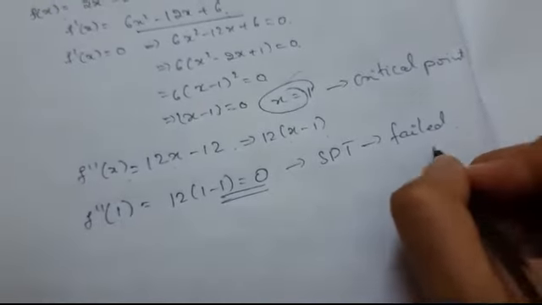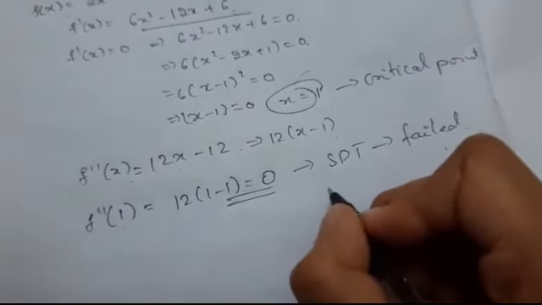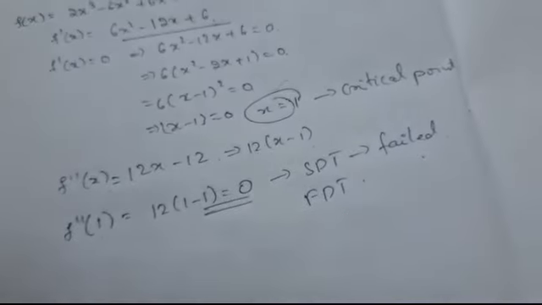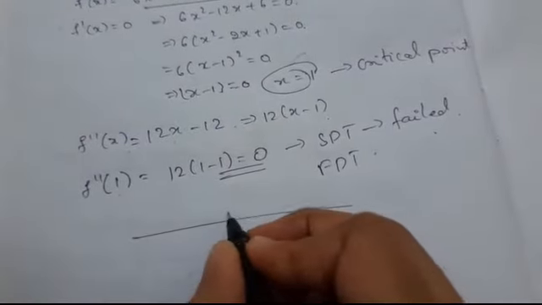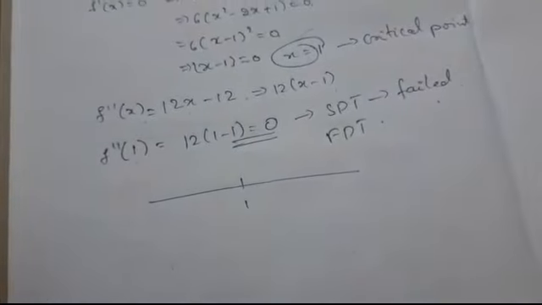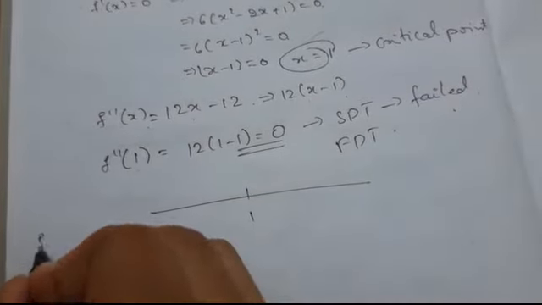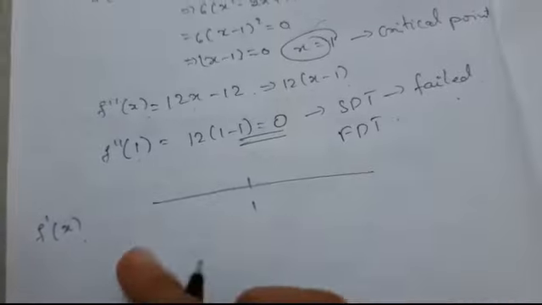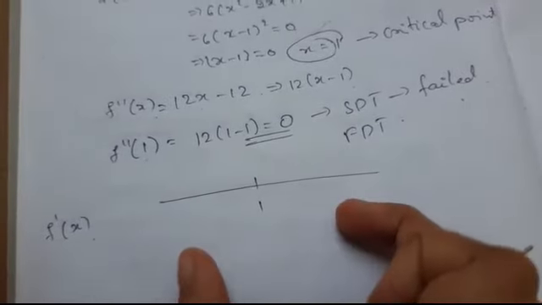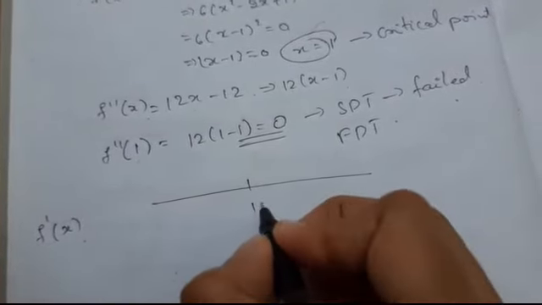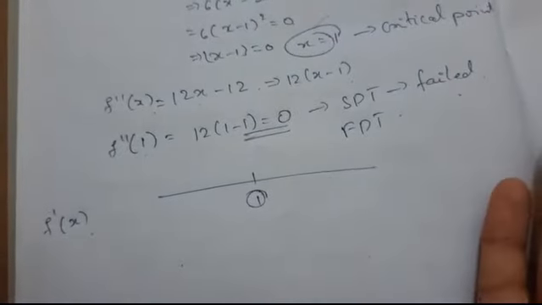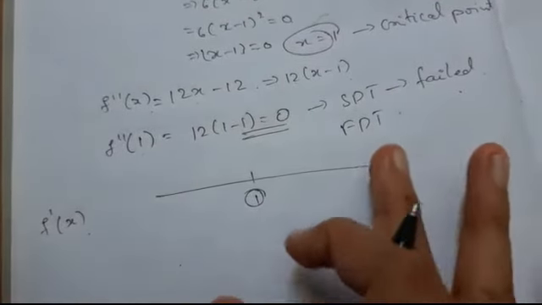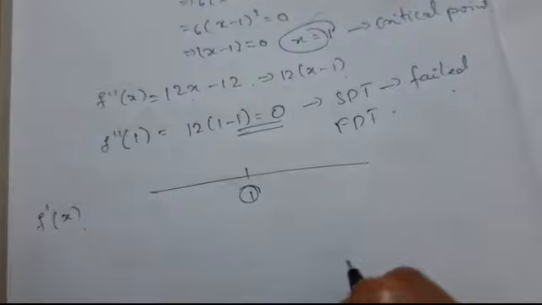So when the second derivative test has failed, we are again going back to the first derivative test. So what we are going to do? We are going to plot that 1 on the number line and check the sign of f dash of x on both sides, whether it is increasing or decreasing. Based upon that, we are checking at 1 whether it is a local maxima, local minima, or a point of inflection.